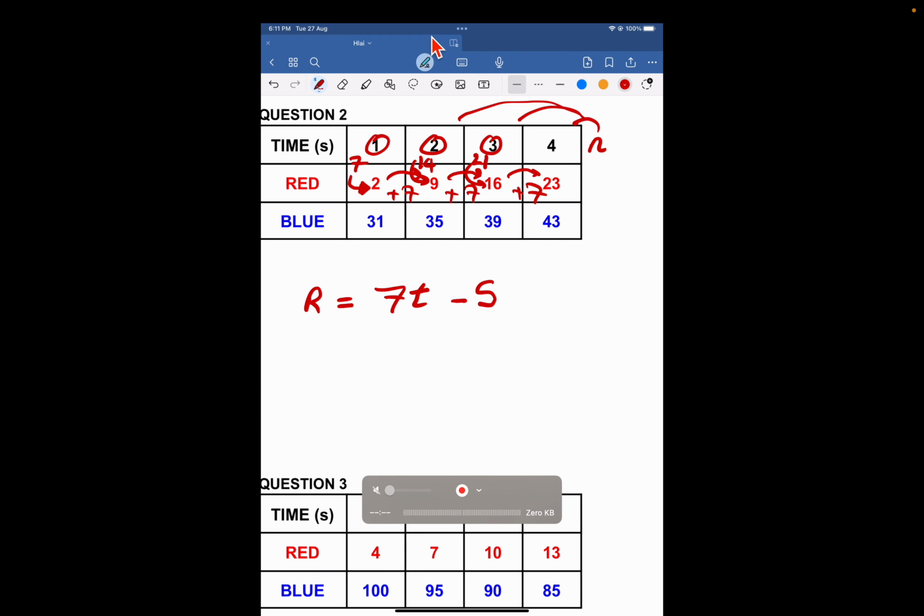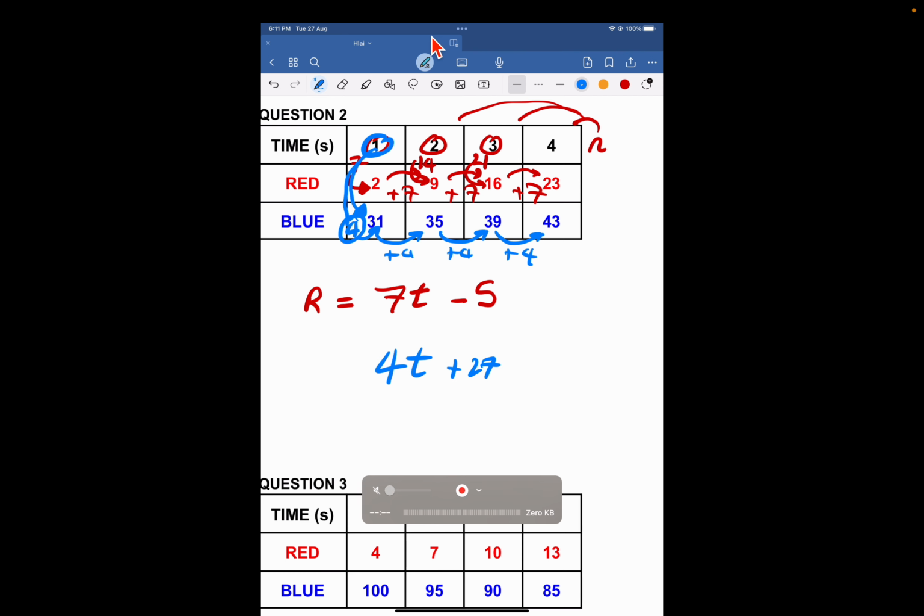Now let's go ahead and do the same with the blue. So how do we get from 1 to 31 is the key question. But let's have a little look at the pattern going across like this. And I think that's plus 4, right? Plus 4, plus 4. So that's something to do with the 4 times table. So let's do that, 4t. And then you think, well, let's try it. 4 times 1 is 4. But I have to get up to 31, so that's plus 27.